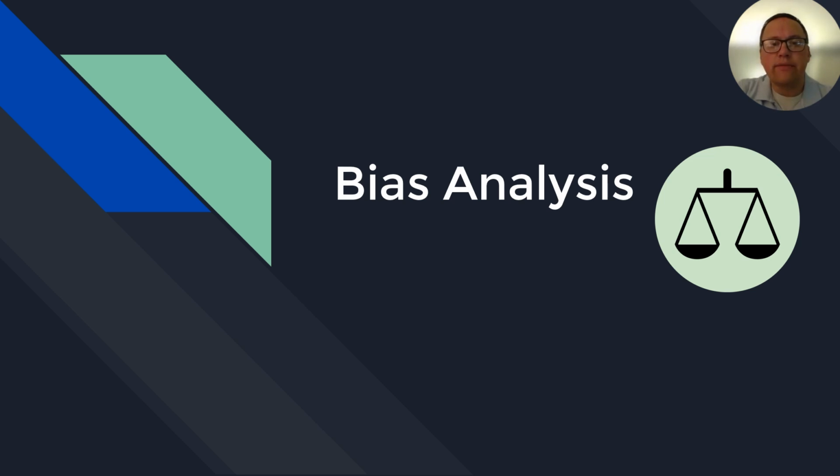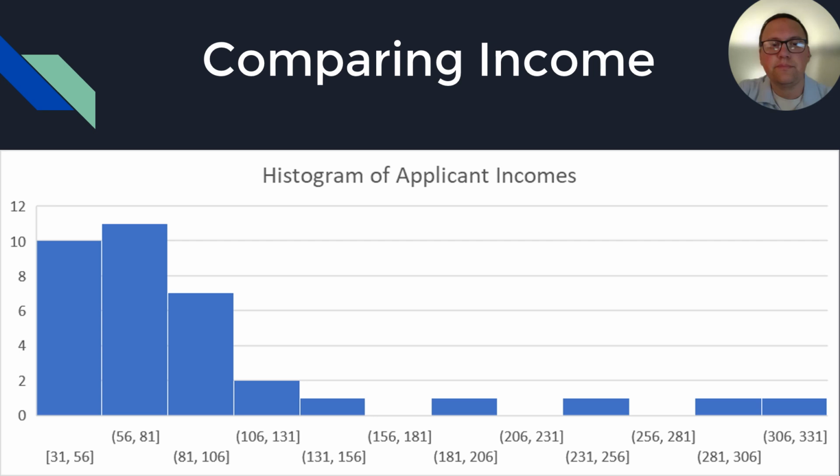Next, let's dive into our bias analysis. When comparing acceptance rates, it might be hard to say this group is getting accepted more than the other group. So maybe if we break down the classes in this data set, that could help us compare apples to apples.